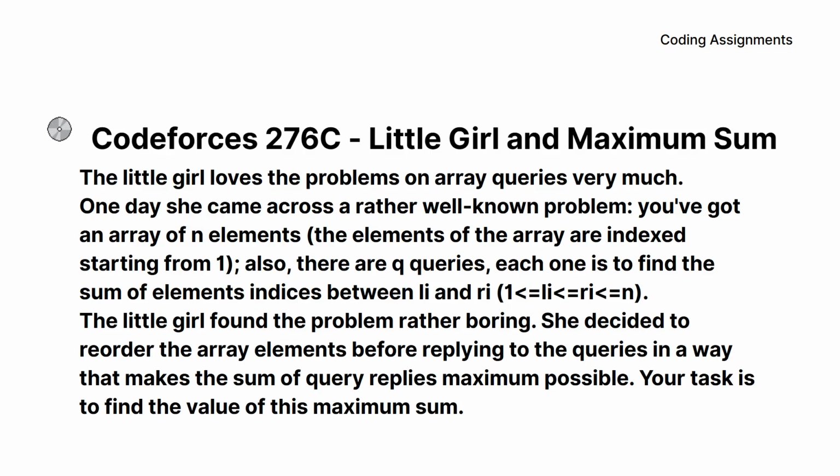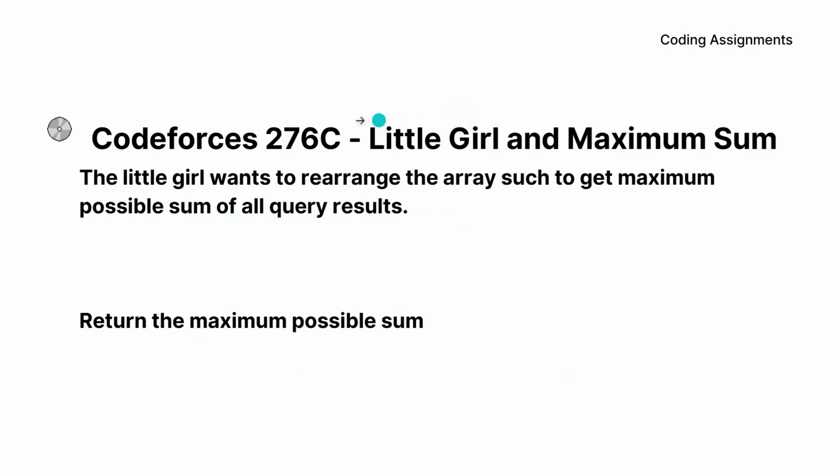The instruction is quite long, so I will shorten it and make it clearer to you guys. The little girl wants to rearrange the array so as to get the maximum possible sum of all query results, and we want to return that maximum possible sum. And so how can we do this?